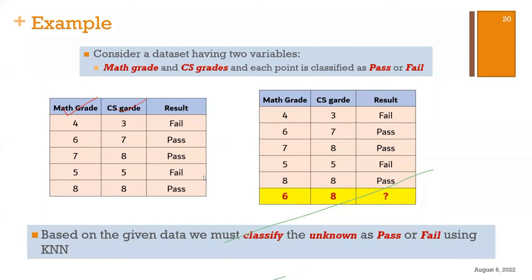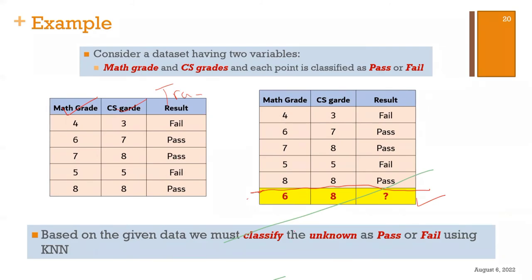The first thing is that this has been given to you. Now, this is the testing set. This is the training set. In the training set, they gave you that this one failed. Somebody got 3 in CS, got 4 in math, he failed. This one got 6, 7, it passed. 7, 8, pass. This is the training set. And this is the testing set. This one is the only testing sample, because the testing set must not be in the training set. Testing set must not be in the training set. And that's what we defined for us mathematically earlier.